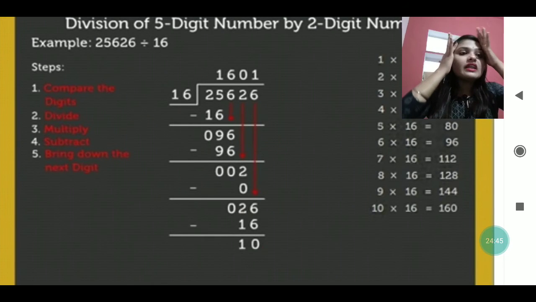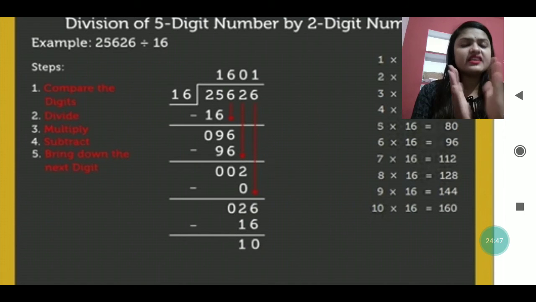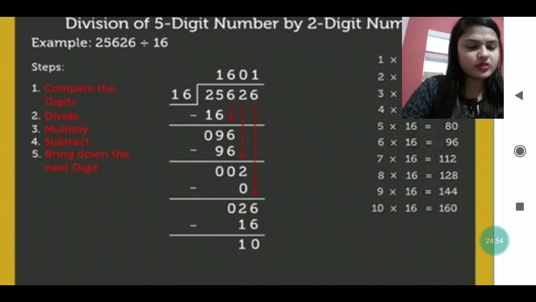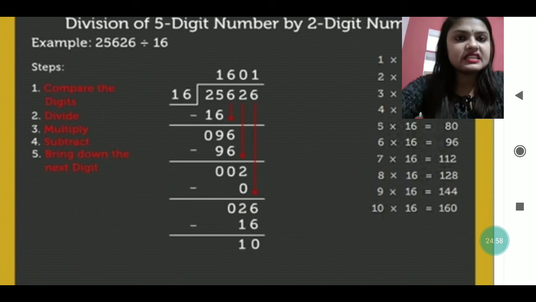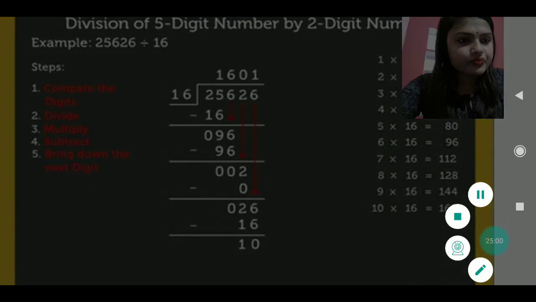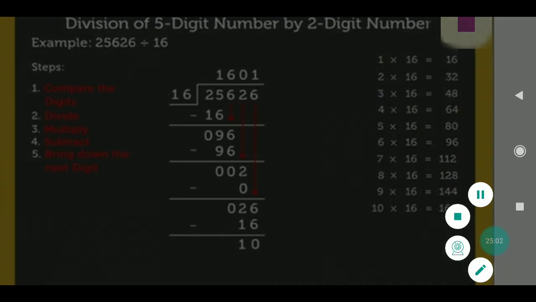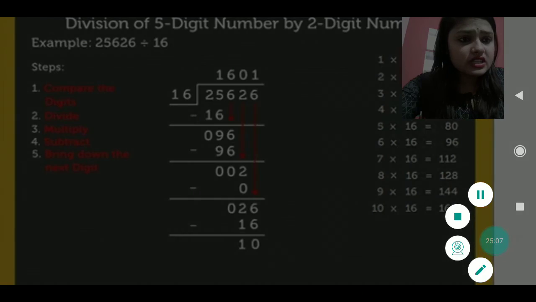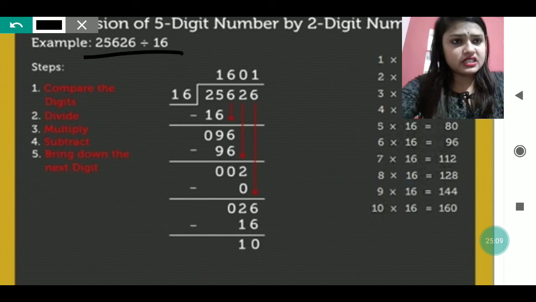Here you can see only the number of digits is increasing. Division of a 5-digit number by a 2-digit number, but the process is not changing. The process is not changing. Just see, this example is given.